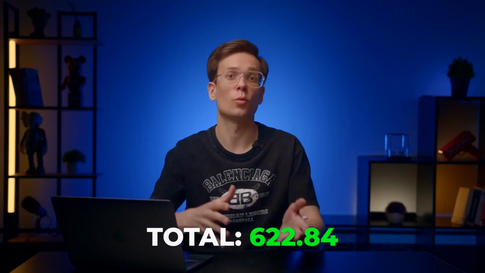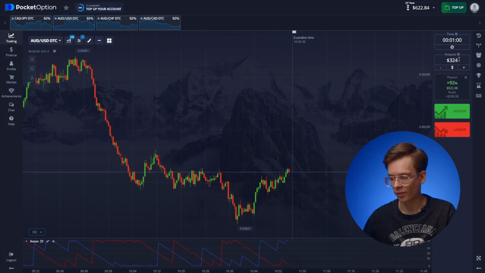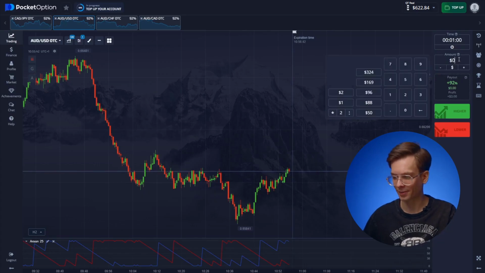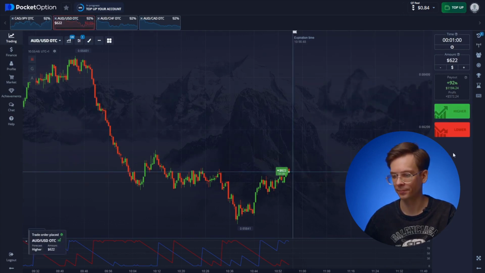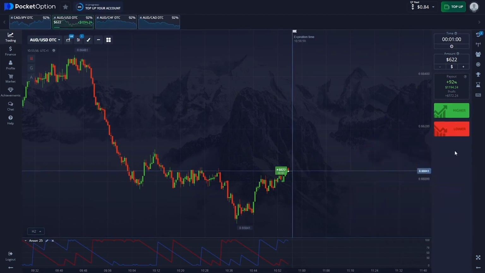622, I could withdraw them now and have a party with friends, but of course I want to keep going. Oh, finally I'll trade Aussie and Buck. Investing the maximum amounts and hitting higher. Again, Arun's indicator clearly indicates that the uptrend will continue. Just need to check.